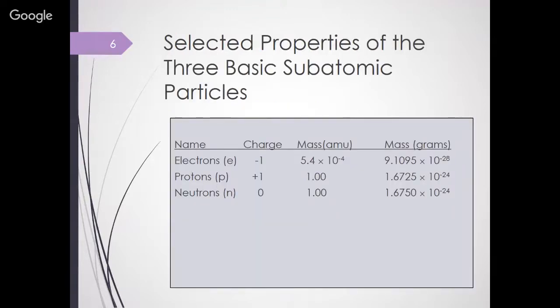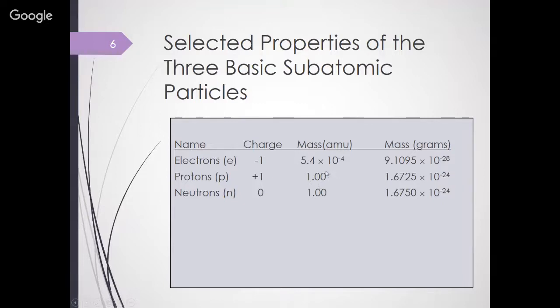So here's just a little table showing the basic breakdown of the properties of our subatomic particles and how we can represent them. Electrons have a little letter E, protons have a P, neutrons are an N. Your charge: electrons and protons are oppositely charged. The P for proton is positive, that's how we can remember that. Neutrons are 0, so they are neutral, and electrons are -1.